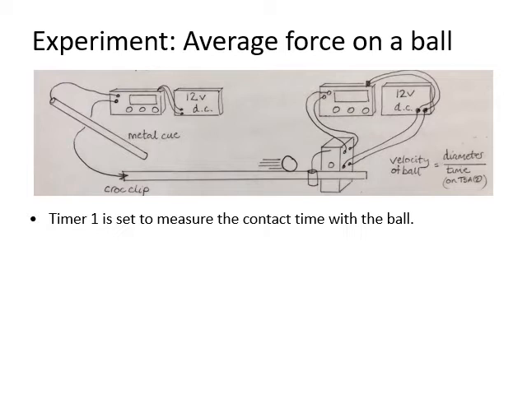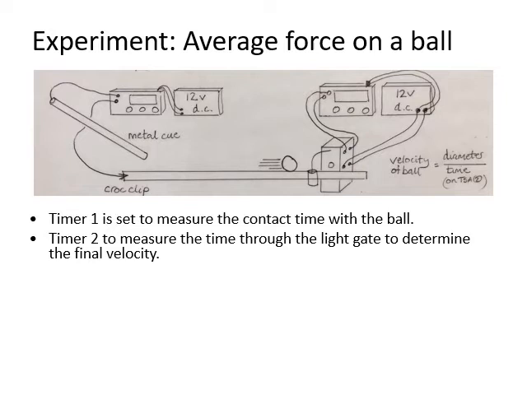The ball then moves along and goes through the light gate. By dividing the diameter of the ball by the time on the timer, we can get a final velocity. And then if we have the mass of the ball, by putting it on a mass balance, and we measure the diameter of the ball, we can then work out the average force of the ball.